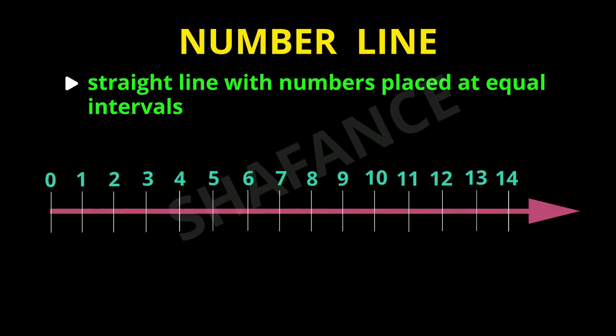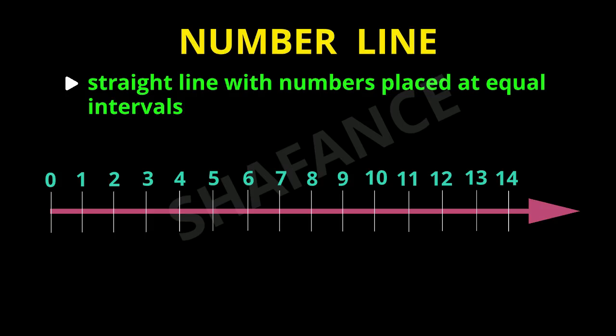So here we have number line starting from 0 and thereafter we have all the counting numbers 1, 2, 3, 4, 5, 6 and goes on. And it goes on even after 14. That's why we have an arrow after 14. So it continues.